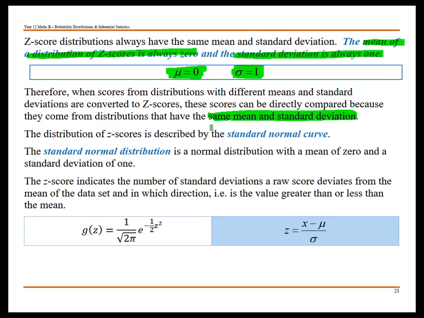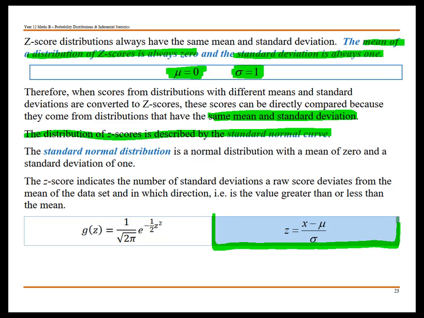Okay, a standard distribution has a mean of 0 and a standard deviation of 1. And the distribution of Z-scores is called the standard normal curve. The standard normal distribution is a normal distribution with a mean of 0 and a standard deviation of 1, which I've already said. And the Z-score indicates the number of standard deviations the raw score deviates from the mean. And we use this formula here. Okay, you don't need to know the formula for the graph.